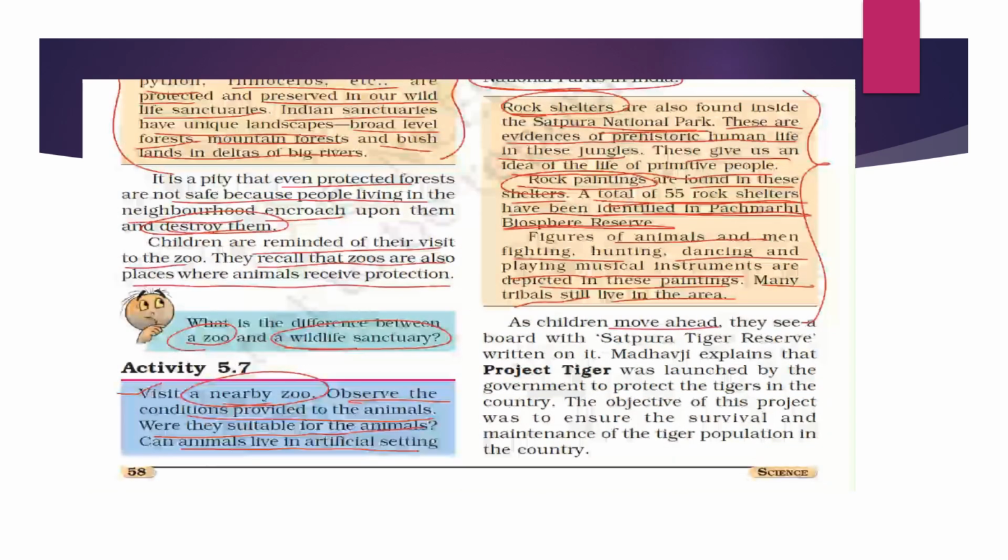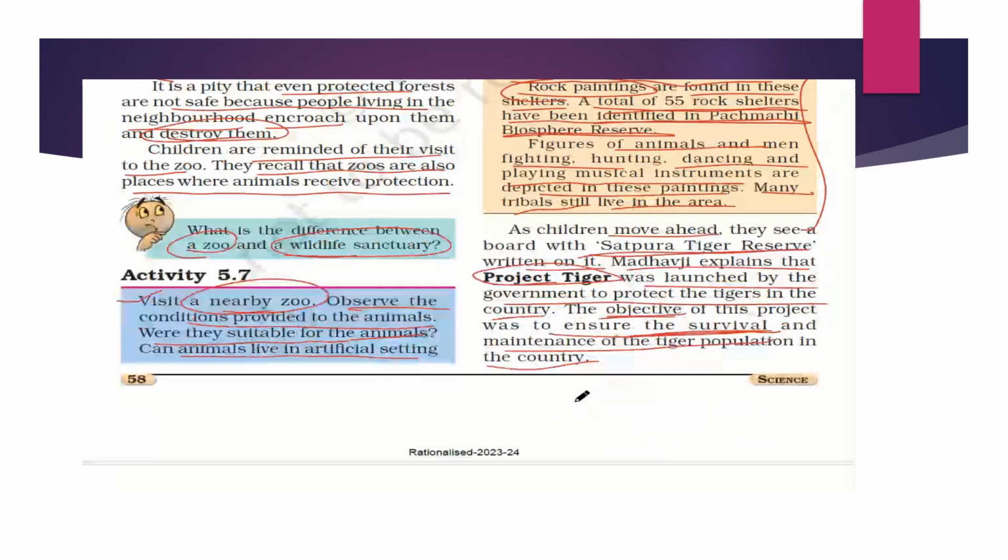Now, as children move ahead, they see Satpura Tiger Reserve written on it. Madhavji explains that the Project Tiger was launched by the government of India to protect the tigers of the country. So, the objective is to ensure the survival and the maintenance of tiger population in the country. So this is Project Tiger. If anybody asks you what is Project Tiger, you can say that it is a project launched by the government to ensure the survival and maintenance of tiger population in our country, right?